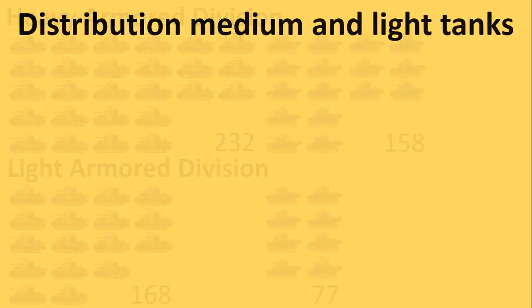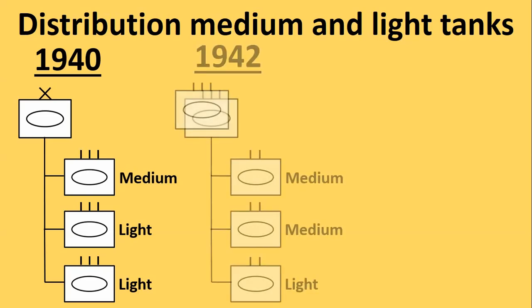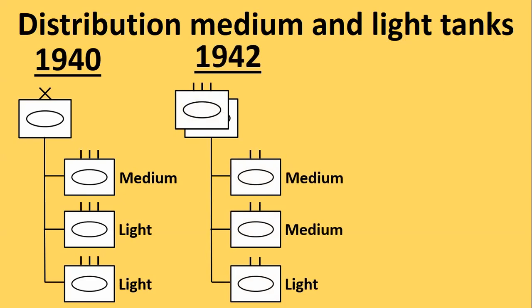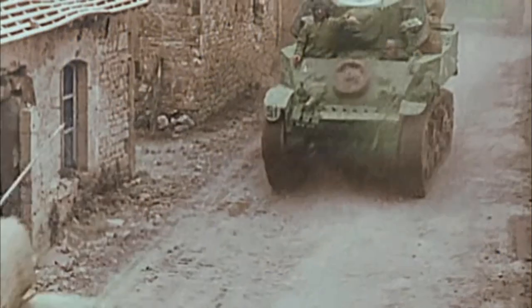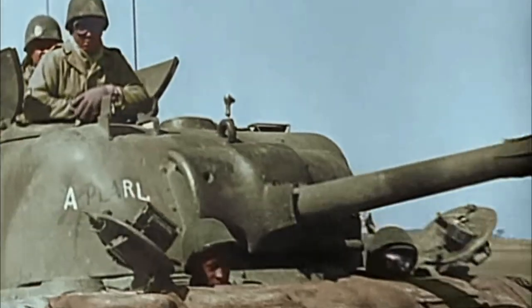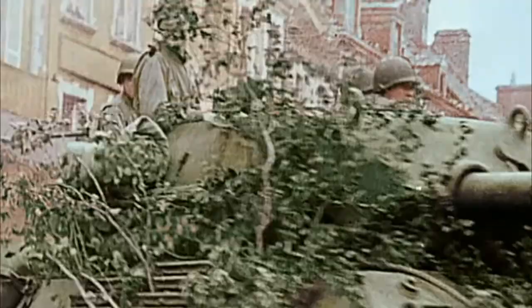This was not the only change. The distribution of light and medium tanks changed dramatically in 3 years. In 1940, there were 2 regiments of light tanks and only 1 with medium tanks. In 1942, this changed to 2 regiments with each 2 battalions with medium tanks and 1 with light tanks. In 1943, there were 3 battalions with each 3 medium tank companies and 1 light tank company. The number of light tanks not only dramatically declined, but their significance also declined within the organization structure over time.